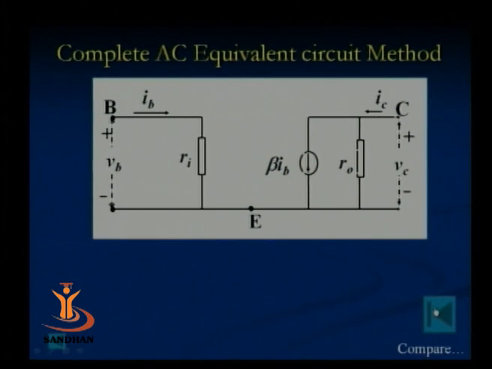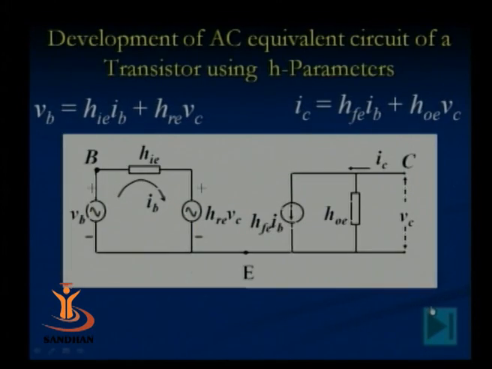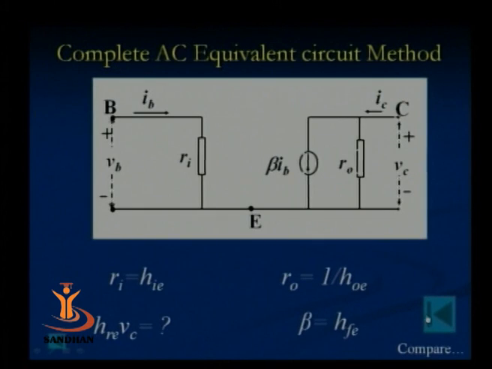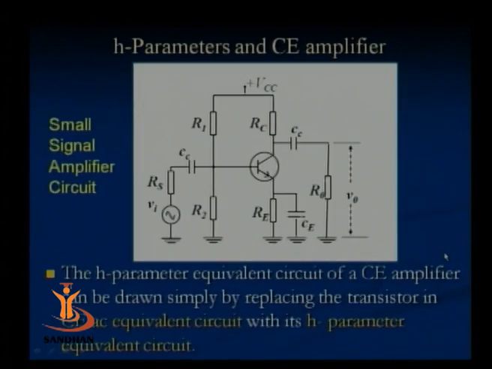And at the output, if we compare what we are getting, RO is just like 1 upon HOE, and HFEIB here is represented as beta IB, which clearly indicates that HFE is nothing but the current amplification factor. So we can analyze the circuit either by the H parameter method or an equivalent circuit method. We get almost a satisfactory result. But with H parameters, when feedback is incorporated, H parameters give us better results to understand.